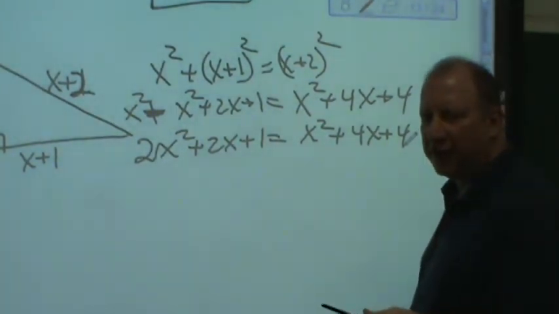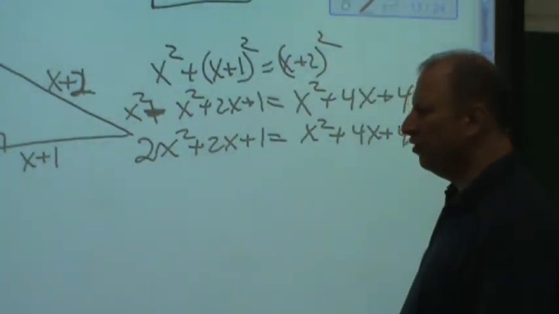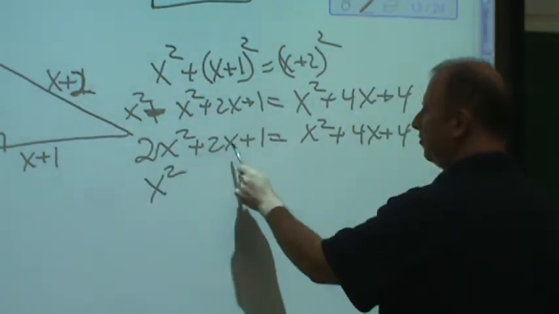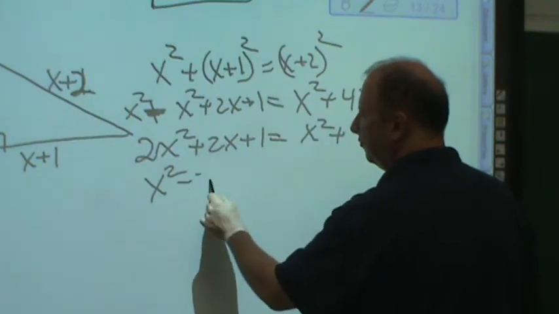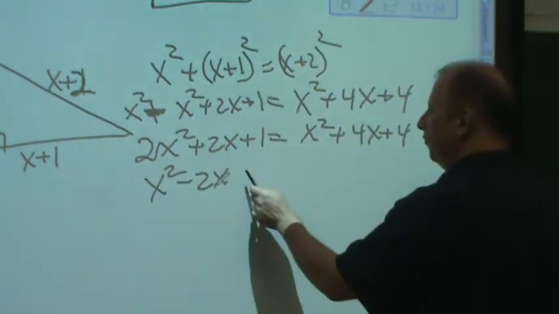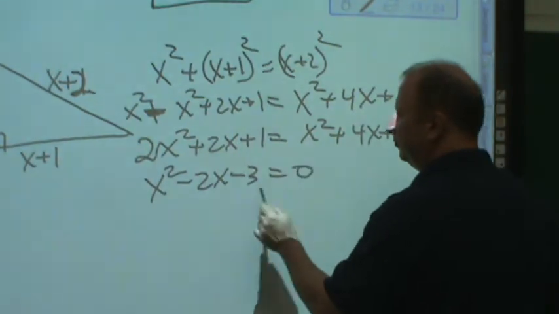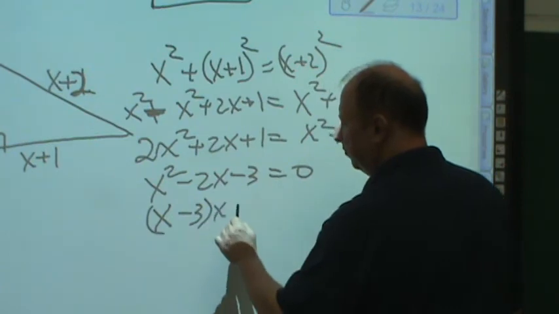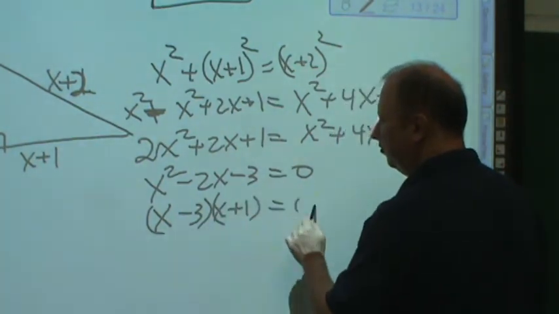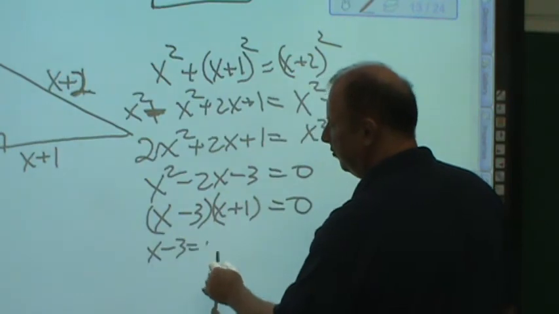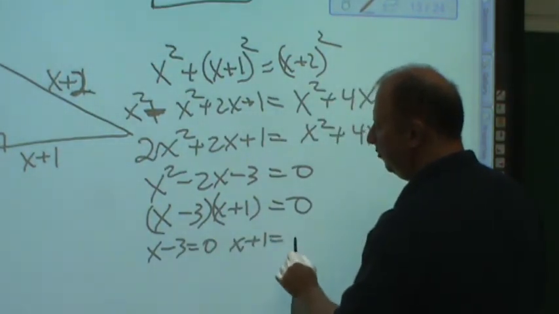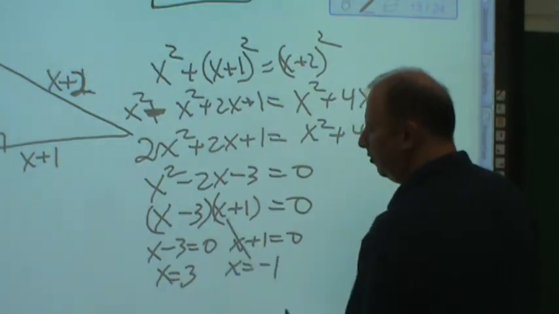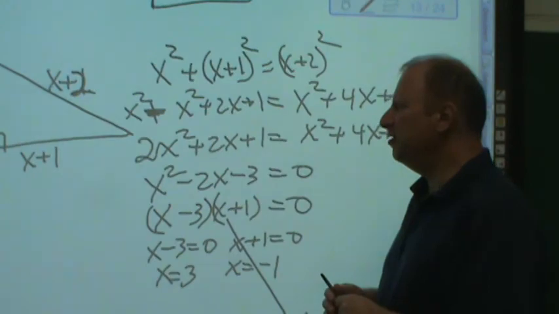And when working with factoring, don't forget, with quadratics you want to make it equal to 0. So ultimately you'll end up with x squared, 2x minus 4x is negative 2x, 1 minus 4 is negative 3, equals 0. So now you have x minus 3 times x plus 1 is equal to 0. x minus 3 equals 0, x plus 1 equals 0. x is equal to 3, x is equal to negative 1. Length cannot be negative. Your answer is 3.